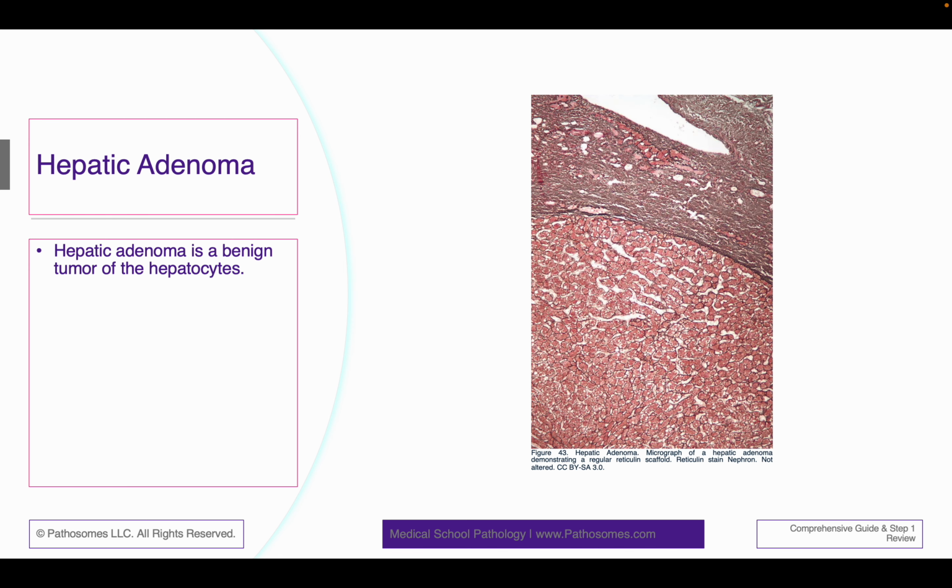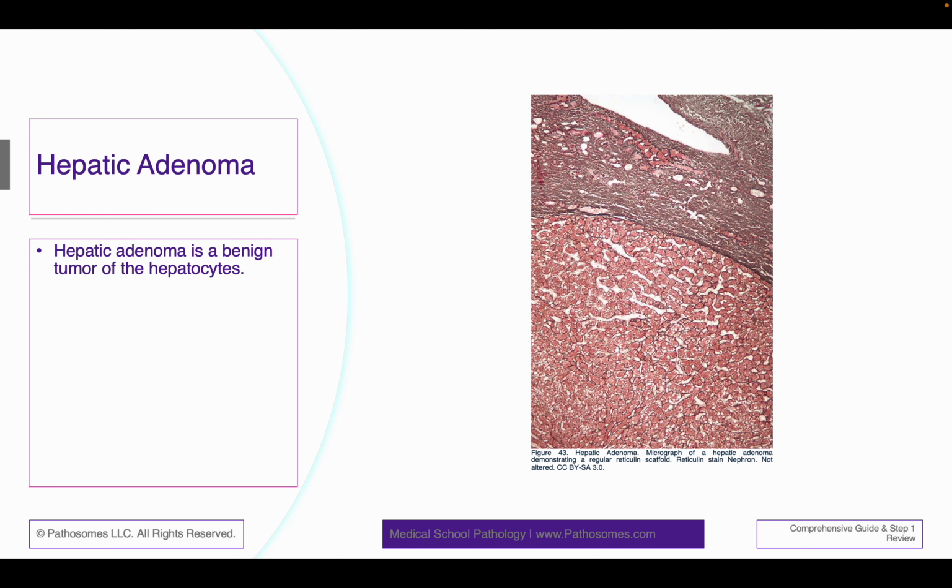Let's talk about another condition, hepatic adenoma. Hepatic adenoma is a benign tumor of the hepatocytes. To the right here, we can see a micrograph of a hepatic adenoma demonstrating a regular reticulin scaffold. And here we have the H&E from that same hepatic adenoma. It's just not stained with reticulin. Note the nodular area and the somewhat prefibrotic area.